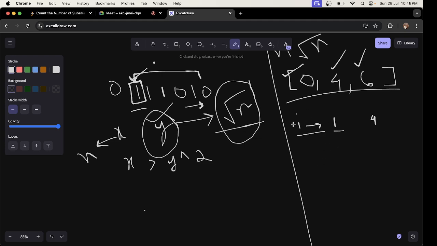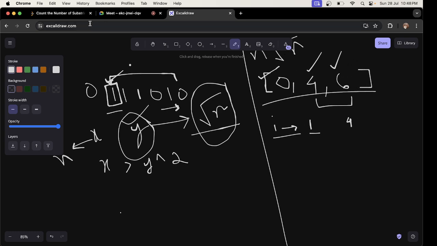For example, if I is 1, we will take the indexes 4 and 6, which are the indexes that have 0 and are greater than I, which is 1 in this case. Clear?